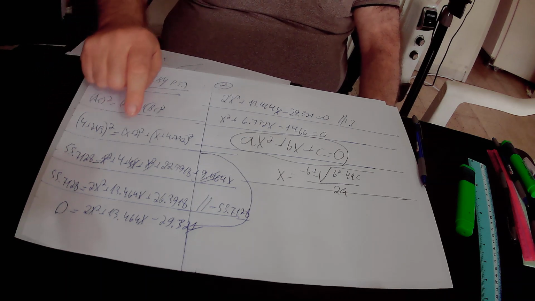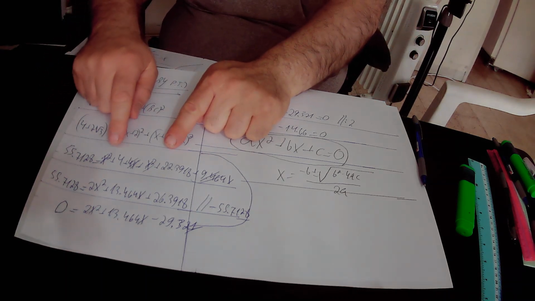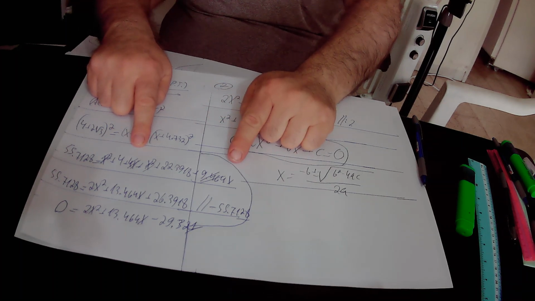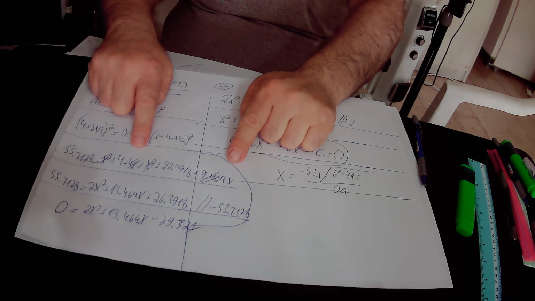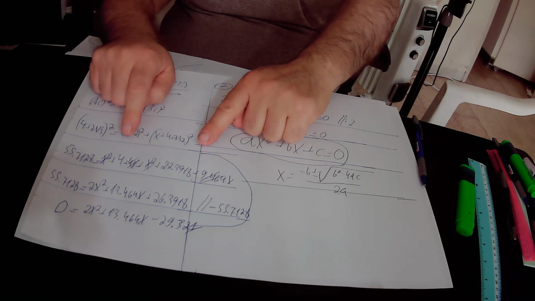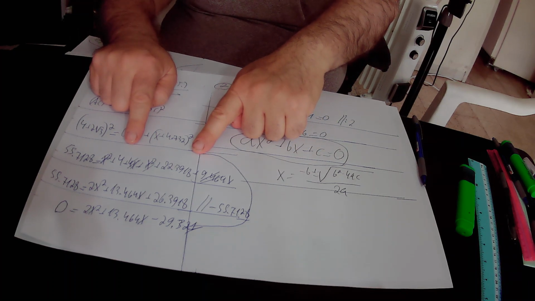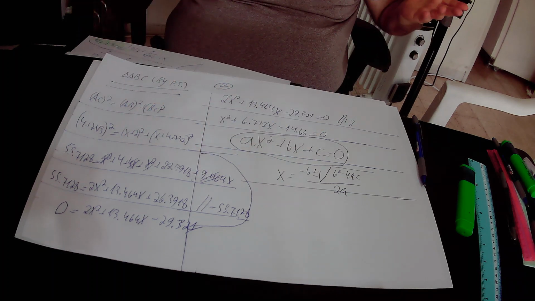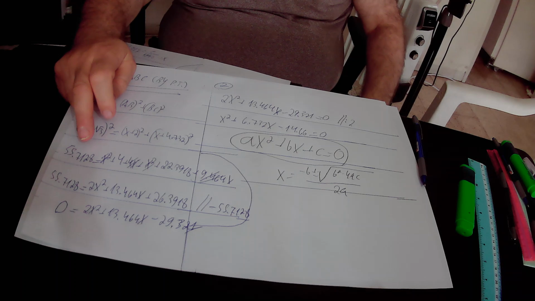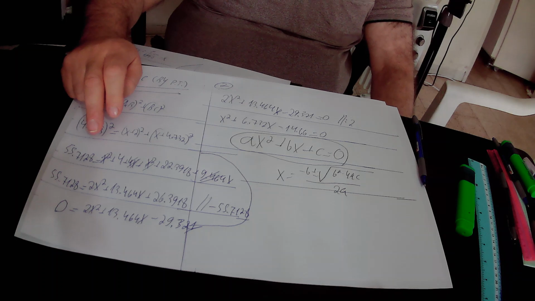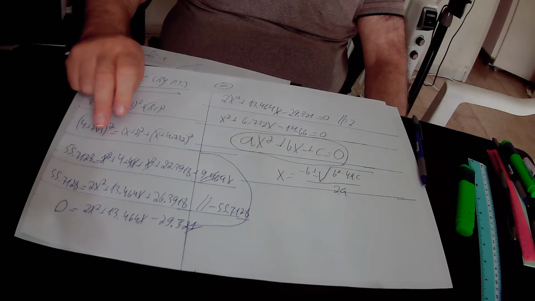So on this side of the equation we have 55.7128. On the other side of the equation we have x squared plus x squared, that is 2x squared. We also have 4x plus 9.464x, in total equal to 13.464x. And finally we have 4 plus 22.3918, that is 26.3918. In conclusion, I found out that 55.7128 equals 2x squared plus 13.464x plus 26.3918.